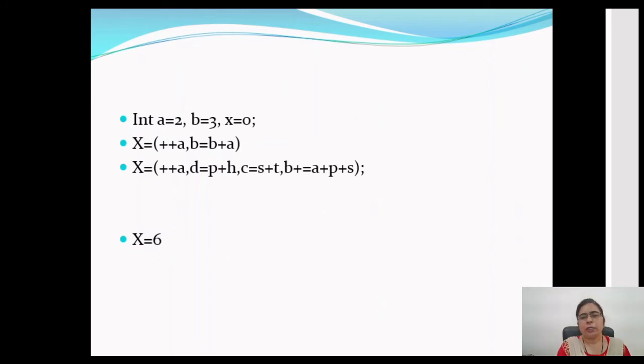Now, if we use chaining of this comma operator, suppose we write it like ++a, then d is equal to p plus h, then c is equal to s plus t. Then what will happen is, firstly, ++a will get evaluated, then it will be discarded, then d is equal to p plus h is evaluated, this is discarded.